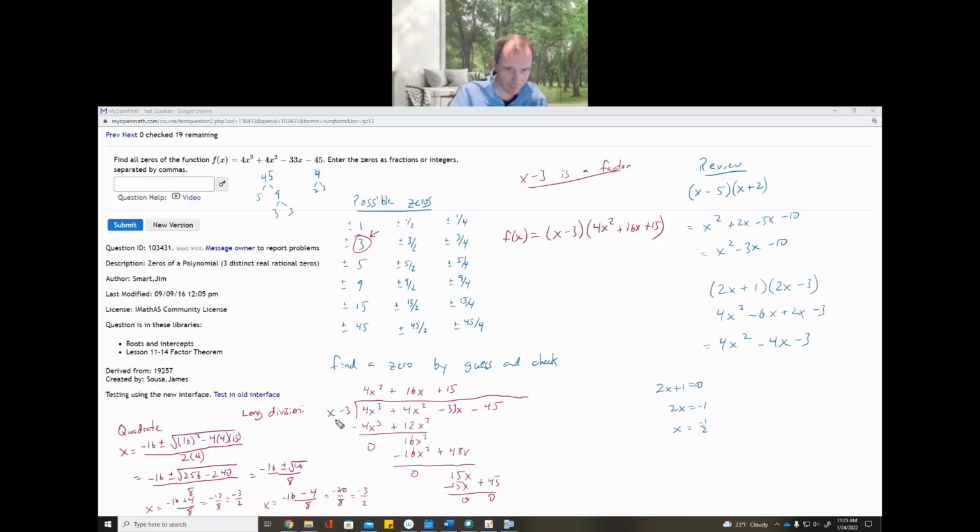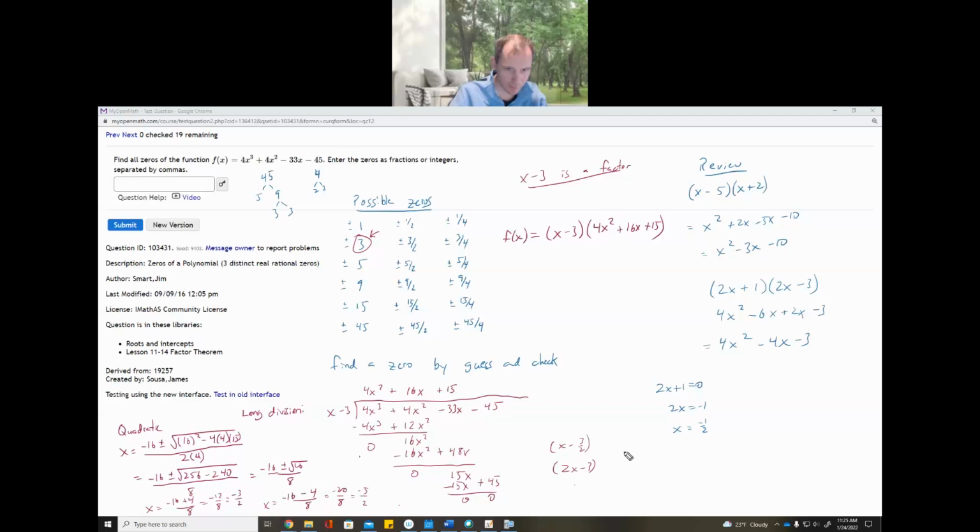The way that I write these as a factor, if negative 3/2 is a 0, then I could say x minus 3/2 works. Or if I multiplied it by 2, that would be like a 2x minus 3. Now I can see I have a 4x squared here.